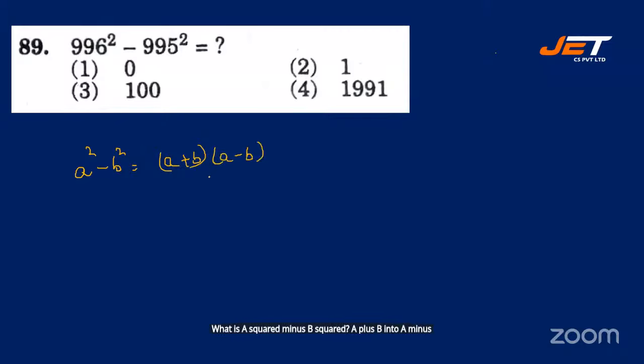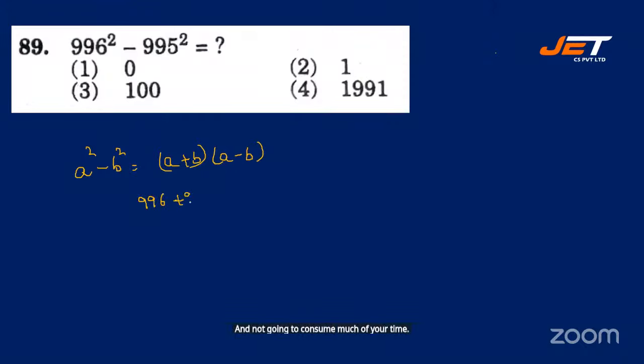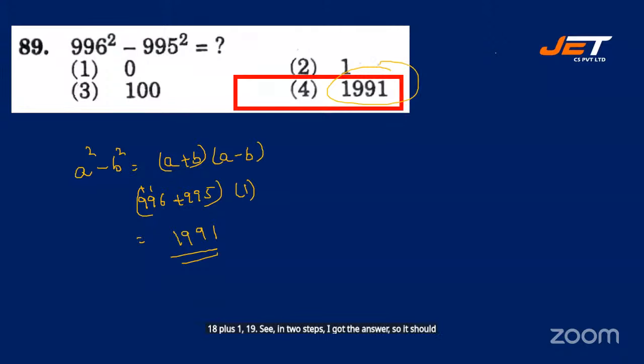Let's see, mathematics can be done in many probable ways. So you should choose that one which is very easy and not going to consume much of your time. So a plus b, next a minus b, 996 minus 995 is going to be 1, isn't it? So 6 plus 5, 11, 9 twos are 18 plus 1, 19, so 1991. See, in 2 steps, I got the answer. So it should be option 4.